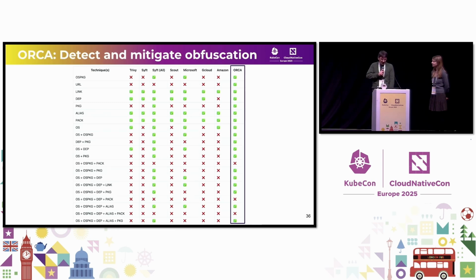But still, you see that there are some cases of obfuscation that cannot be reconstructed, and that is because of the data loss that occurs when you use multi-stage build or when you compress the content of an image.